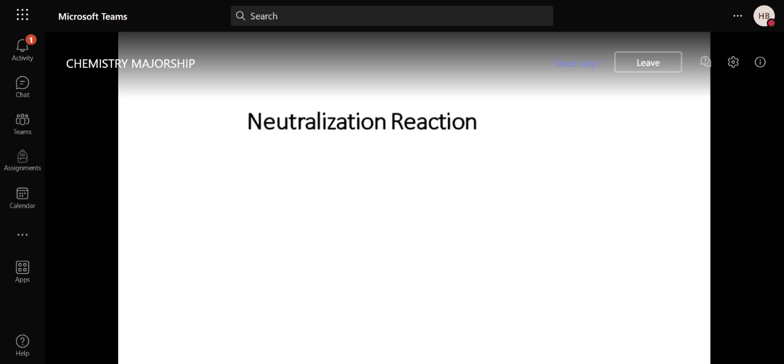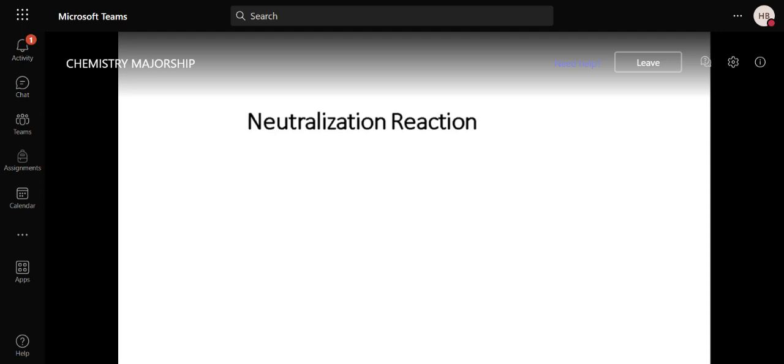Okay. Pag neutralization reaction naman, this is a reaction where the product is supposed to be neutral. So, dati acidic siya, pero may dinagdag ka. So, ang naging product, neutral. Or dati kaya basic siya, so gusto mong gawing neutral, ano idadagdag mo?